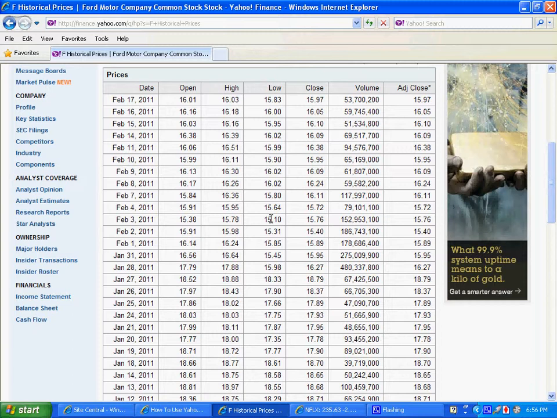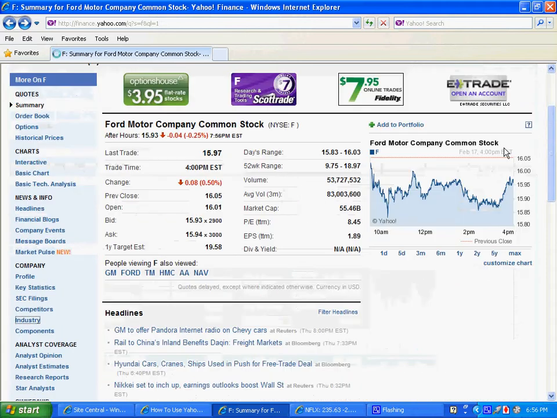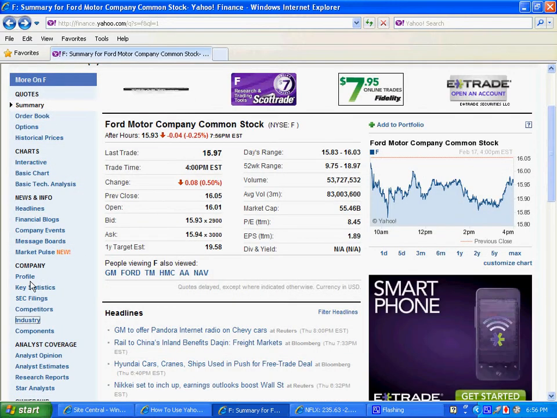All right, so let's go back to our screen here. And one of the other things that I click on is profile. Now, that'll give you a paragraph or two on what the company does. We all know what Ford does, but some of these tech companies, I'm not sure exactly what niche they're in, so I'll click on that for a brief blurb.